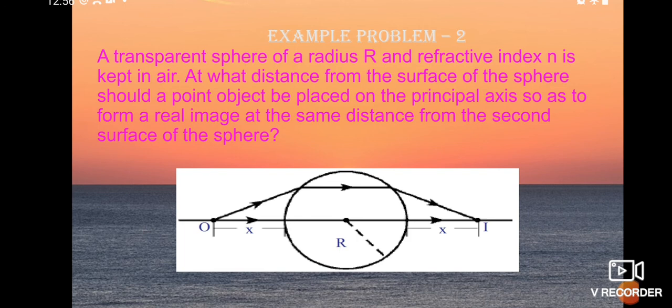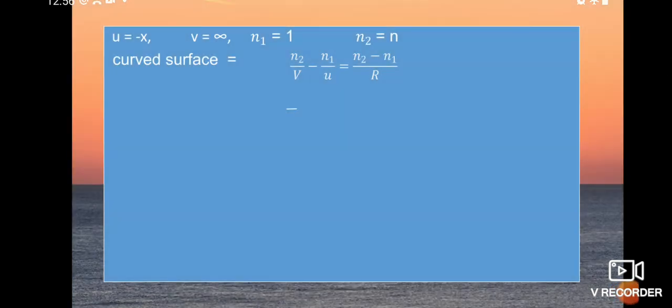Okay, the image may be at infinity. So we have taken the v value as infinity. Then n1 is equal to 1, that is air, and n2 is equal to n. By substituting these values in the curved surface formula, we get n2 by v, that is n by infinity, minus n1 by u, that is 1 by u value minus x, is equal to n2 minus n1, that is n minus 1, by r.